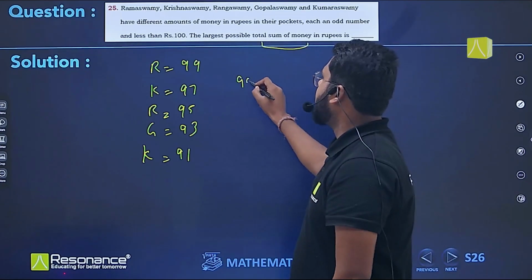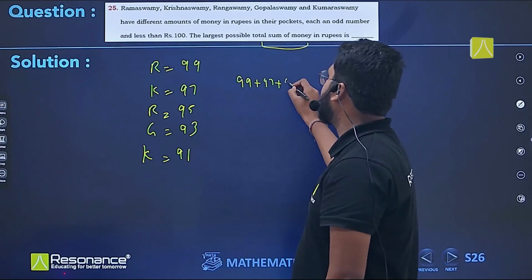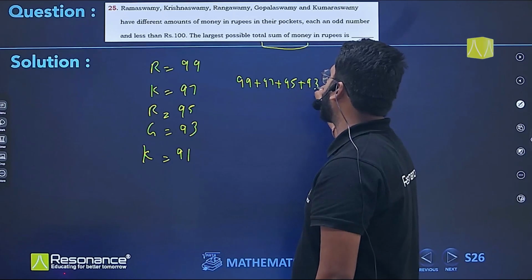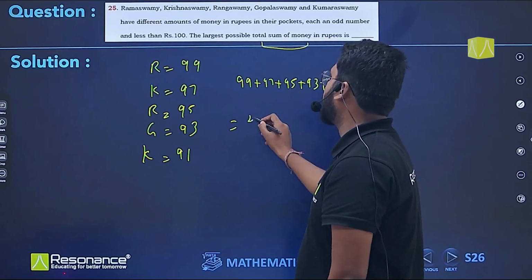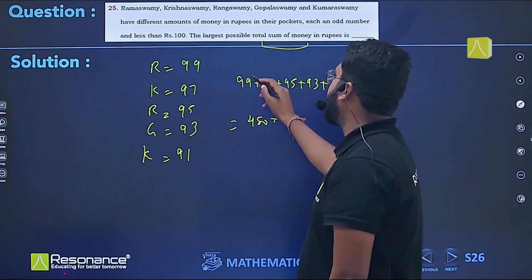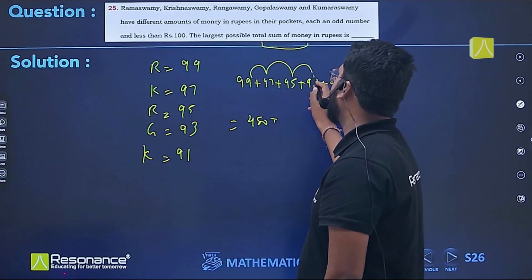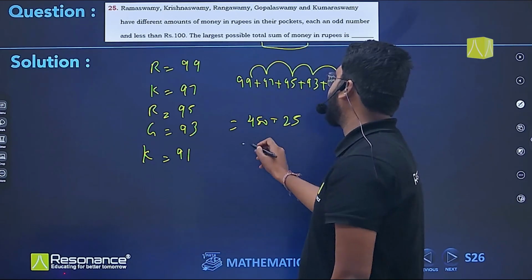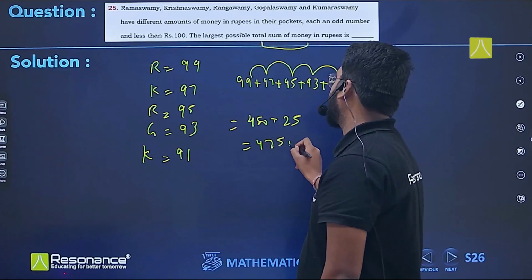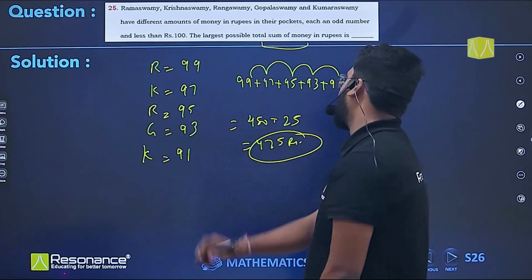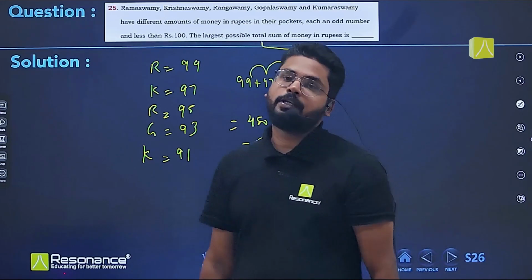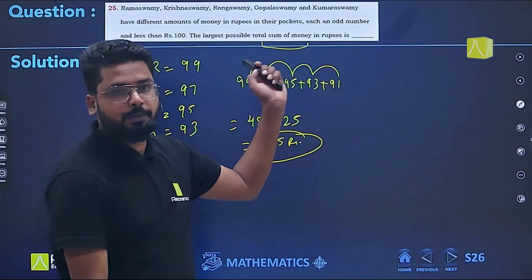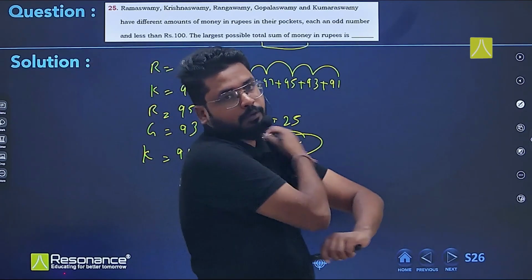So 99 plus 97 plus 95 plus 93 plus 91. So 90 is 5 times, so that is 450, plus 9, 7, 16, 21, 24 and 25. So overall it's 475 rupees. Okay, 475. And in our sample paper question it is less than 50 rupees.